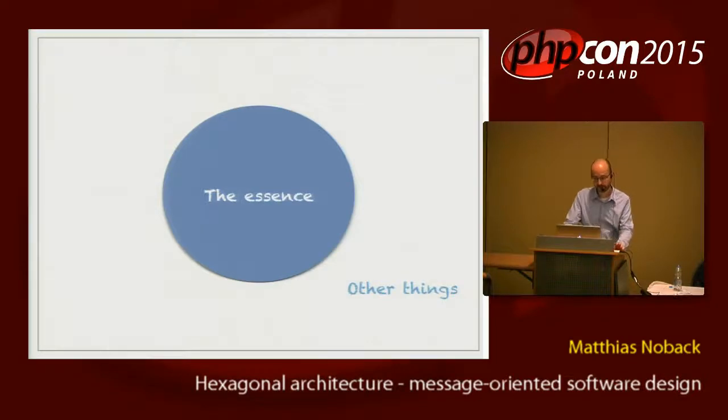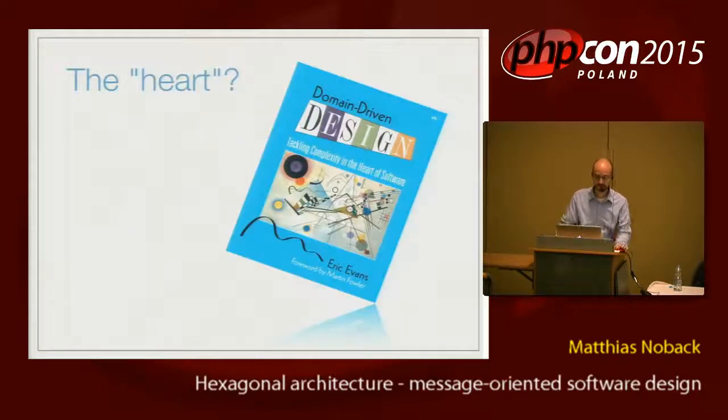This is what it looks like. There is the essence, and then there is all the other things. The world outside, so to say. When I talk about the essence, or the core of the application, you can also substitute that by the heart of the application. And this is something that may be familiar to you, a book called Domain-Driven Design. The subtitle is Tackling Complexity in the Heart of Software.